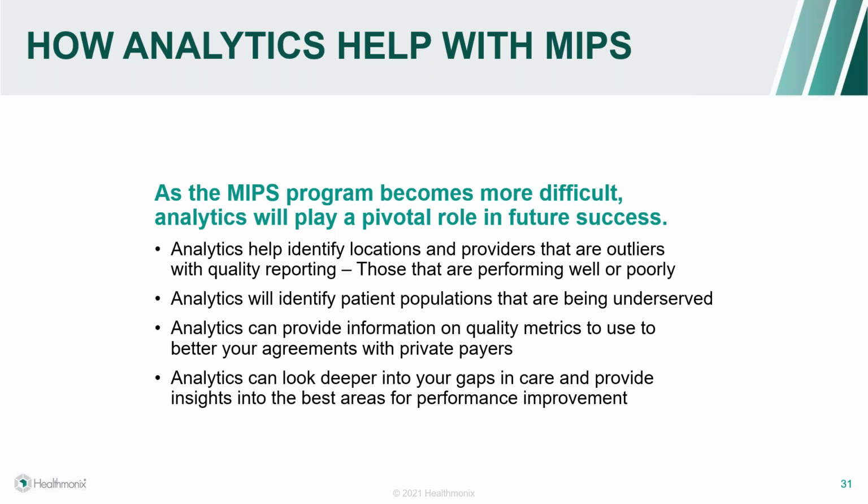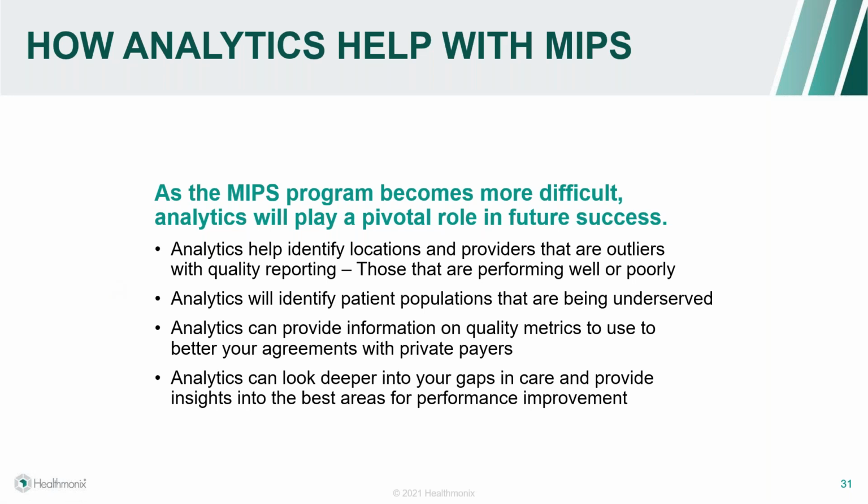We'll also be able to take a look at identifying patient populations that are being underserved. Is it those diabetic patients that Lauren was mentioning earlier that you're not getting the A1C scores that you need to do? Or is it your younger patients, those patients in that 18 to 21 range that you're not doing the smoking cessation counseling for, but you need to?